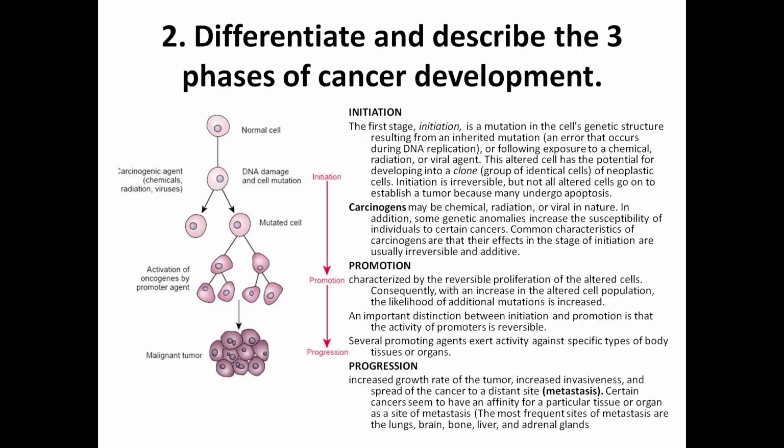Progression is the increased growth rate of the tumor, increased invasiveness and spread of the cancer to distant sites, which is called metastasis. Certain cancers have an affinity for a particular tissue or organ as a site of metastasis. For example, colon cancer spreads to the liver. Other cancers are unpredictable in their pattern of metastases, such as melanoma. You can't really predict that. And the most frequent sites of metastases are the lungs, brain, bone, and liver, and adrenal glands.